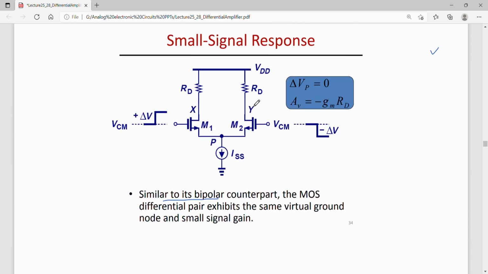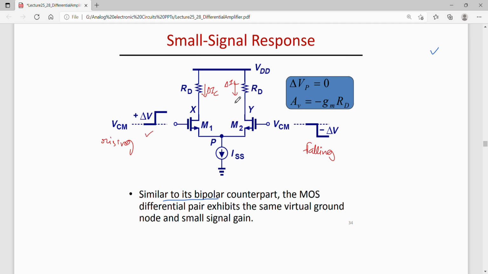Now similar to a BJT differential pair where we had calculated the small signal response, here also one can calculate the small signal response by considering a small signal input change, that is VCM. This input is rising by delta V amount and this input is falling by the same amount delta V. So this will change the drain current: here the drain current will increase by delta IC, and here the drain current will decrease by the same amount, delta IC.